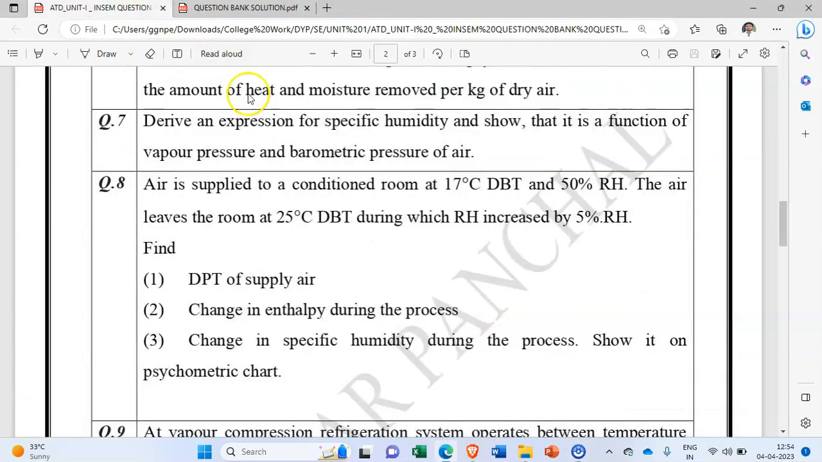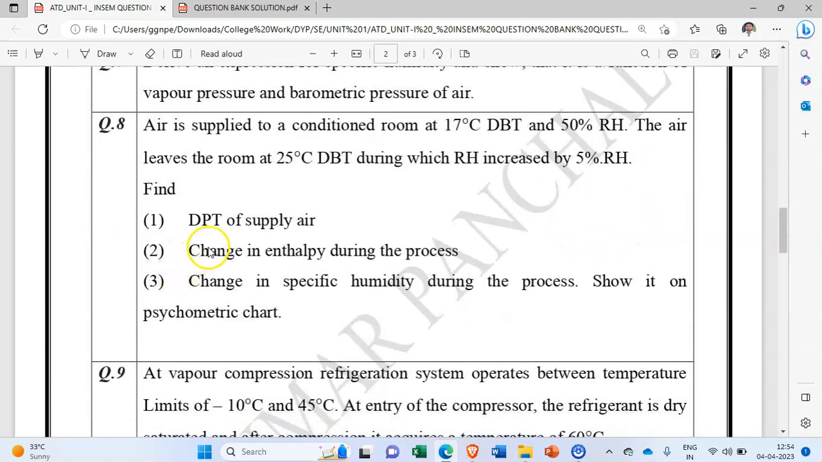Now let us take question number 8. So what is question number 8? Air is supplied to a conditioned room at 17 degrees Celsius dry bulb temperature and 50% relative humidity. The air leaves the room at 25 degrees Celsius DBT, during which relative humidity increased by 5%. Find the dew point temperature of the supply air, the change in enthalpy during the process, and the change in specific humidity during the process. Show it on the psychrometric chart.